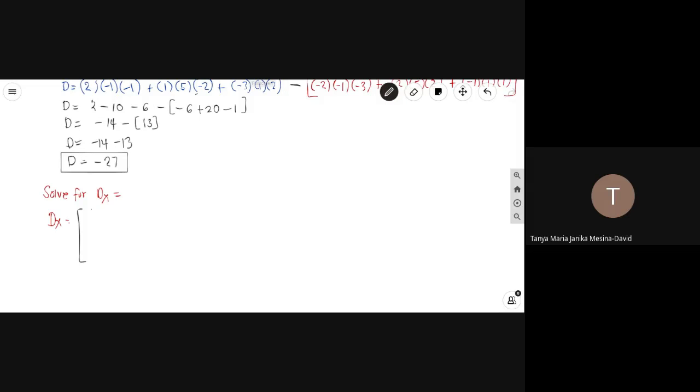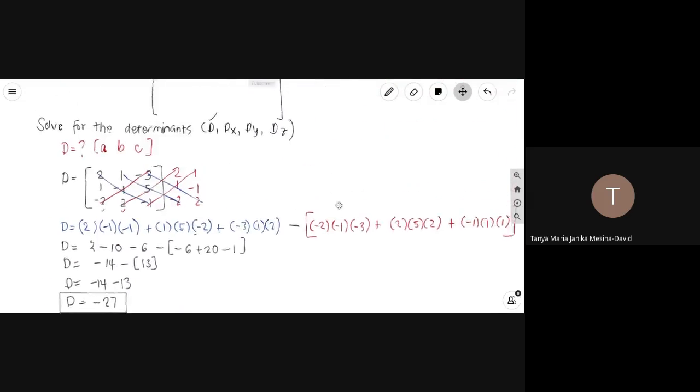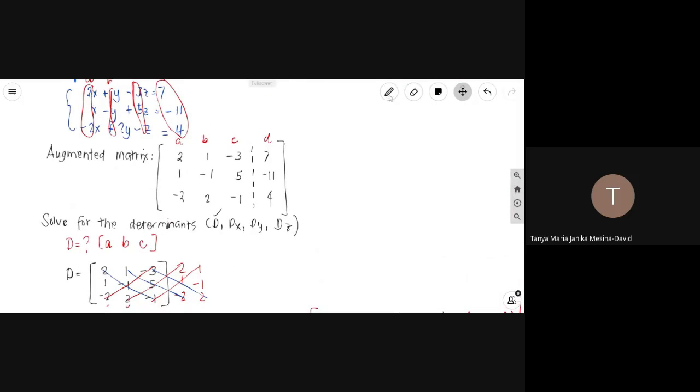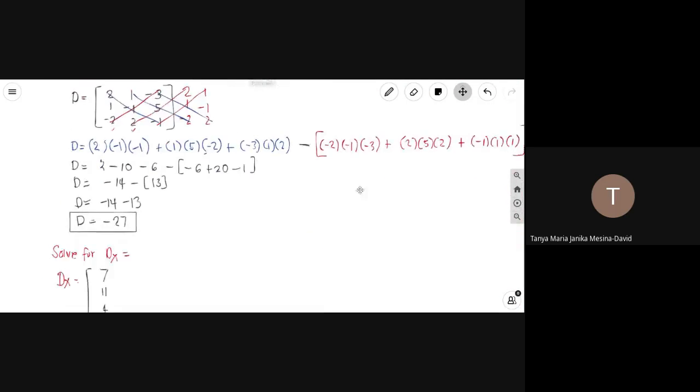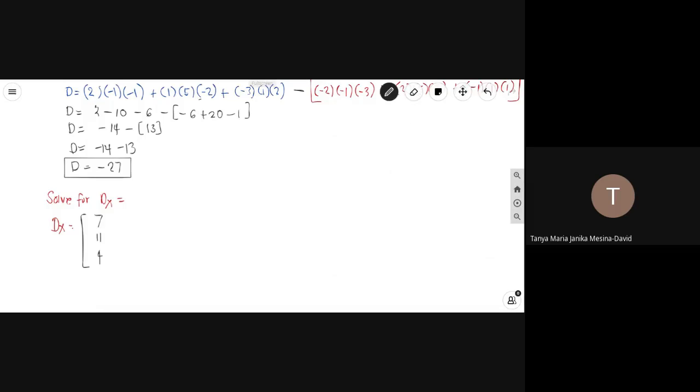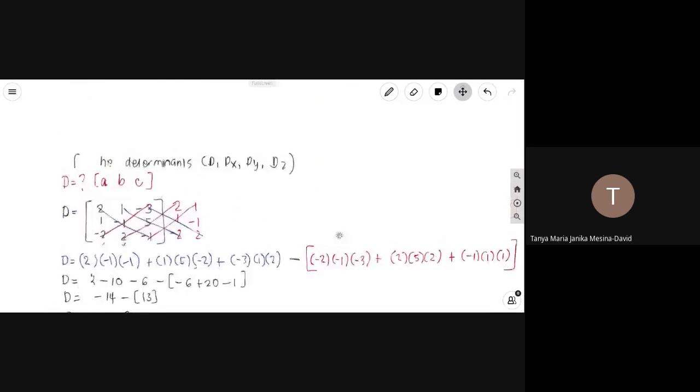So the first is 7, negative 11, and 4. That is based on our coefficient here. And then this means it's D, B, and C. D, B, and C. So we will copy it that way.